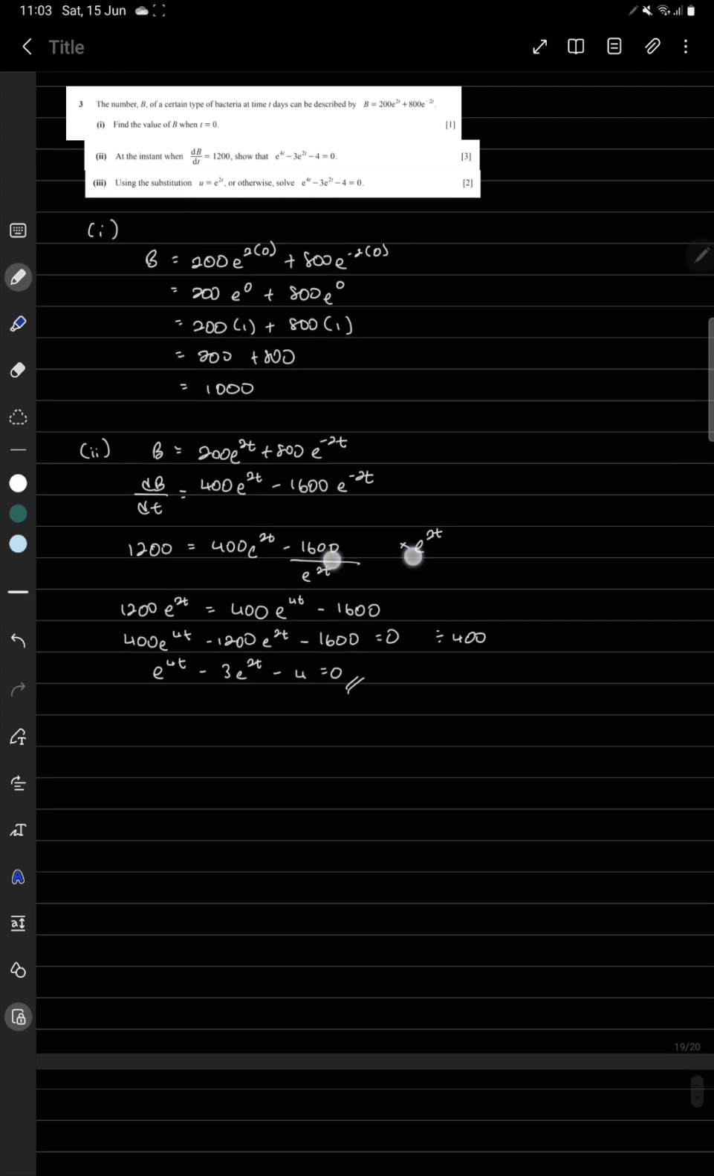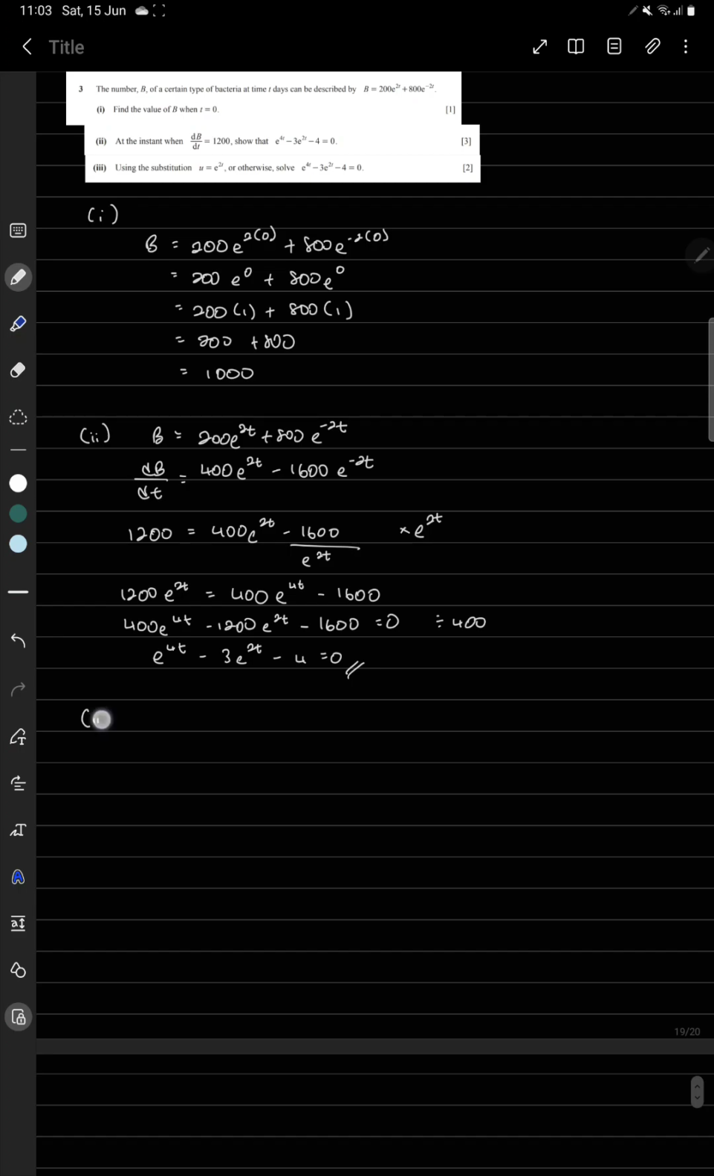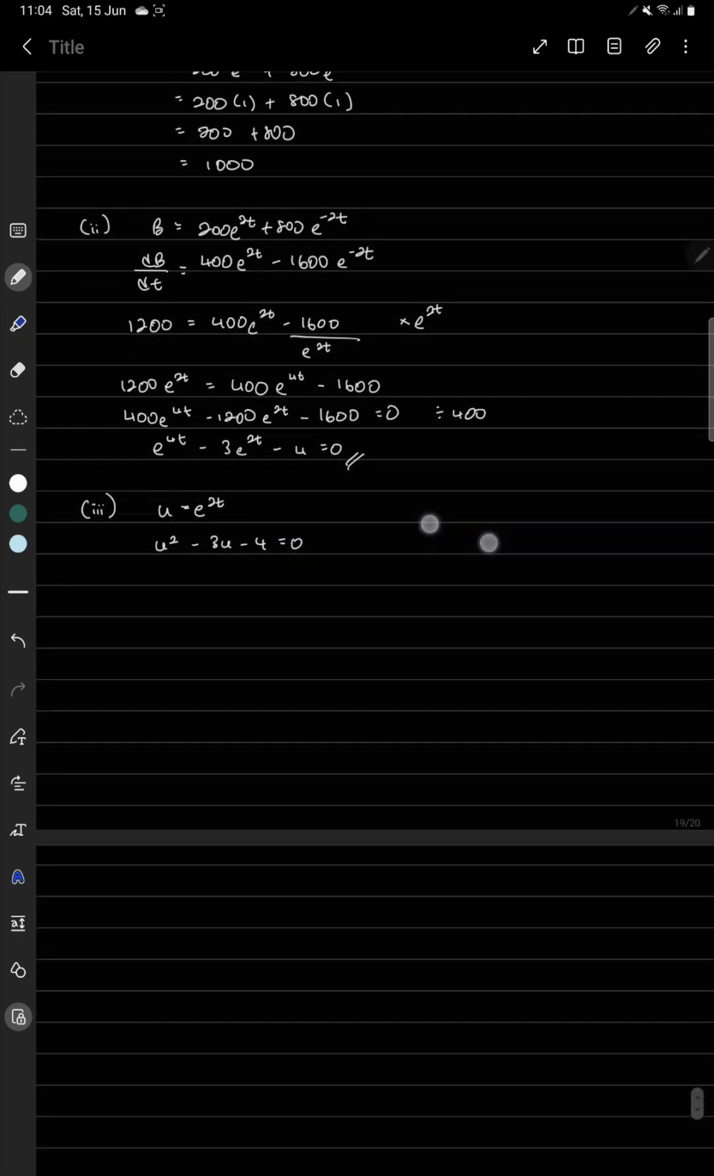Okay. Now, moving on to the last part, part 3. It says here that we want to use the substitution u equals e to the power of 2t, or otherwise solve the equation that we found previously. Okay. So using the substitution of u equals e to the 2t, we're going to have u squared minus 3u minus 4 equals 0. Then what do you see here? It's a quadratic equation, right? Now we're going to use the completed square, sorry, not completed square, the cross method.